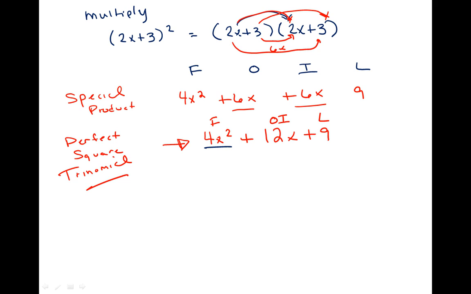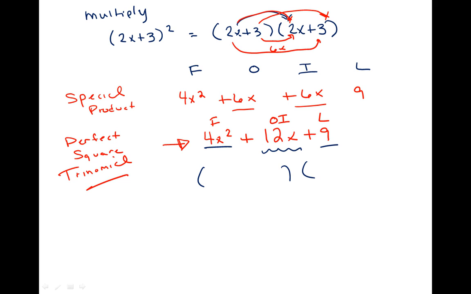Notice that the first term is a perfect square because 2x times 2x is 4x squared. The last is a perfect square because 3 times 3 is 9. And then the middle term has to be divisible by 2. Now you have to be careful when you're factoring these because sometimes they will look like a perfect square trinomial, but they're not always one, so be careful.